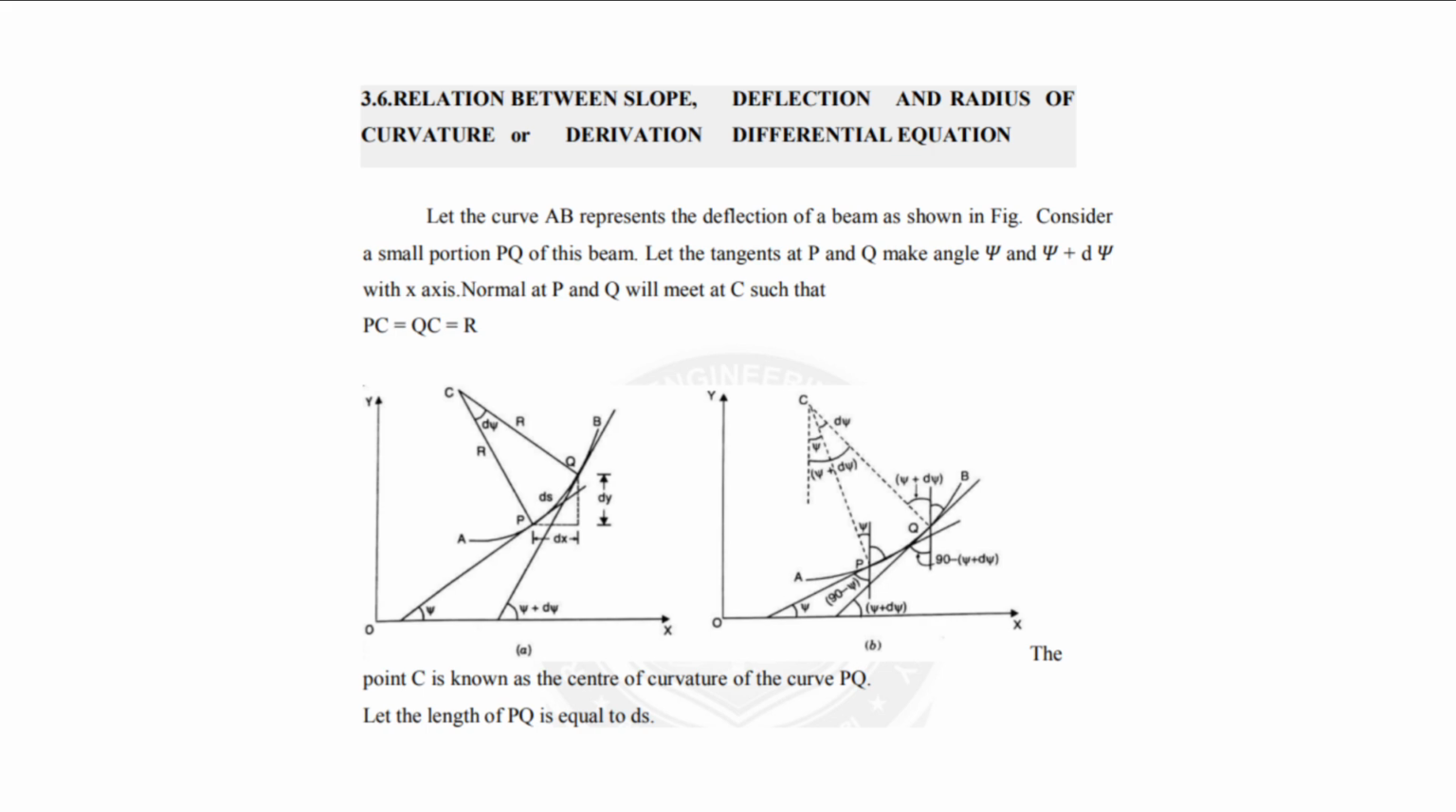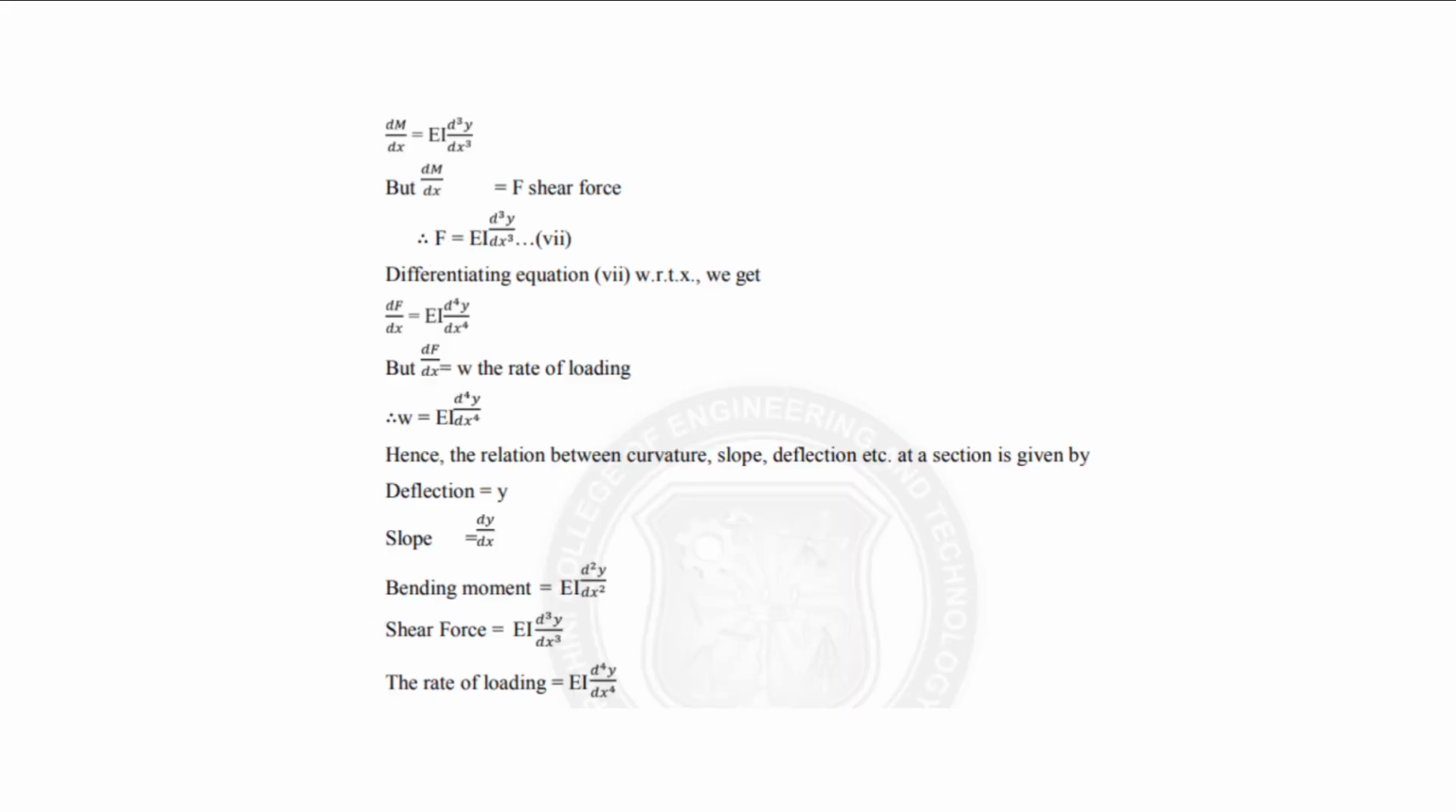So the relations between the slope, deflection and radius of curvature are derived using differential equations. So let the curve AB represent the deflection of the beam shown in figure. Considering a small portion PQ of this beam, let the tangents at P and Q make angle phi with the axis. Normals at P and Q will meet at C, such that this point C is known as the center of curvature of the curve PQ. Let the length of PQ be ds. So this is the image. PC is equal to QC is equal to R.